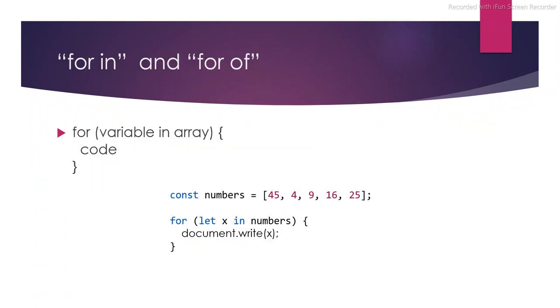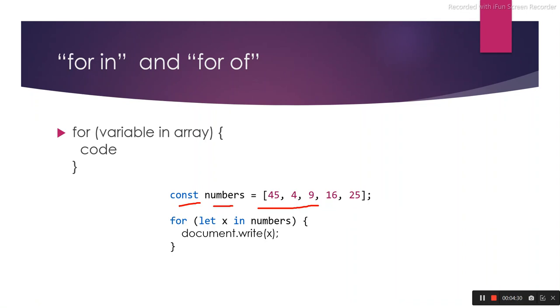Then there are some variations of the for loop available in JavaScript: for in and for of. Let's see something about this in detail. Let me execute this program first, then we will see what you get. Here there is an array, and the array name is numbers. It is made as a constant, so it's a constant array.